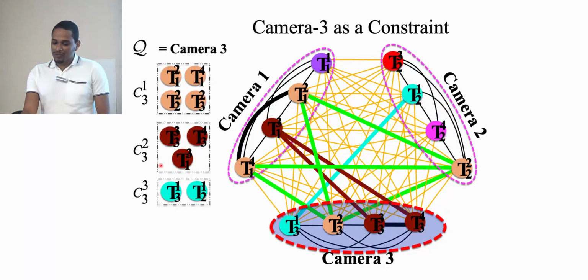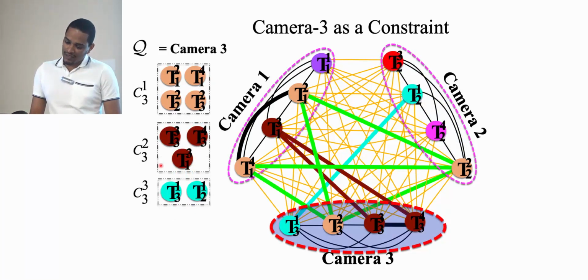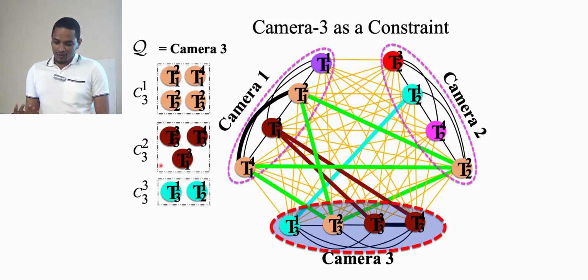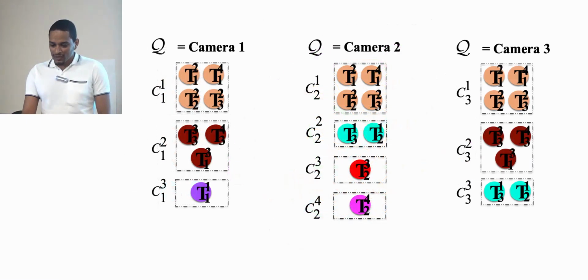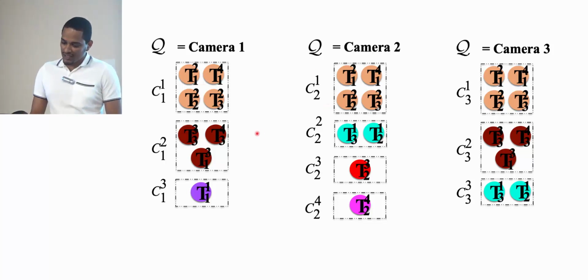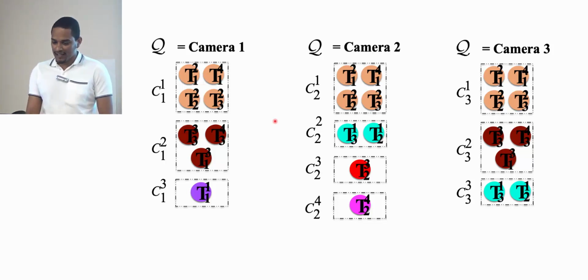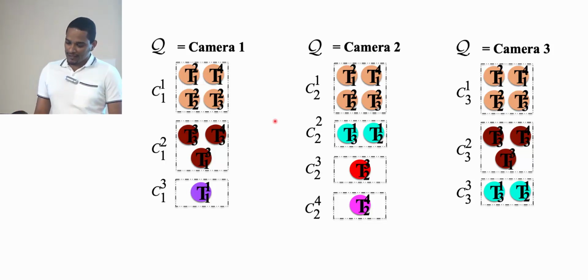We will repeat the same process for camera 3 as well. So now the tracks in camera 3 will be our constraints. This will be the resulting clusters, okay? So at the end of this process, we will end up with these nice clusters, and then we can easily combine these clusters to come up with a single cluster for all the IDs and solve across camera tracking.